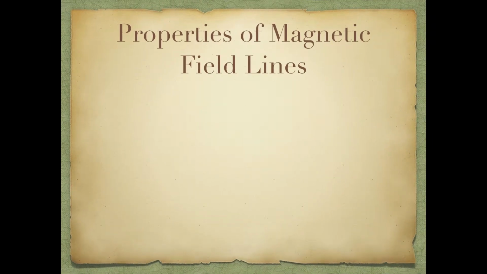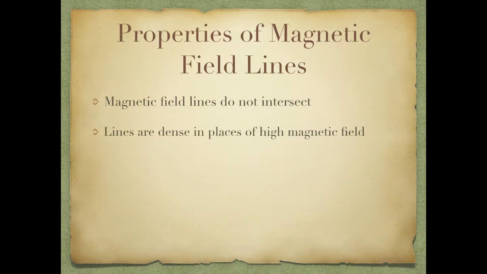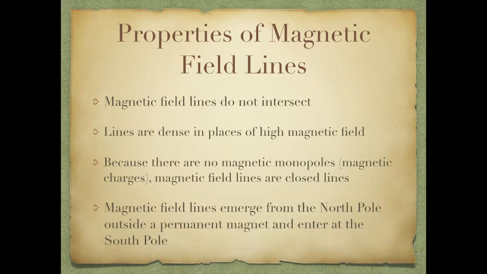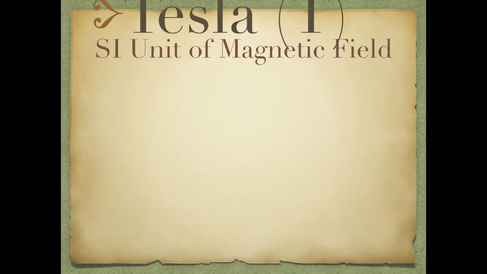Properties of magnetic field lines. Magnetic field lines do not intersect. Lines are dense in places of high magnetic field and vice versa. Because there are no magnetic monopoles, and contrary to electric field lines, magnetic field lines are closed lines. It is a convention that magnetic field lines go out from the North Pole and enter the South Pole of a permanent magnet. The unit of magnetic field is Tesla.